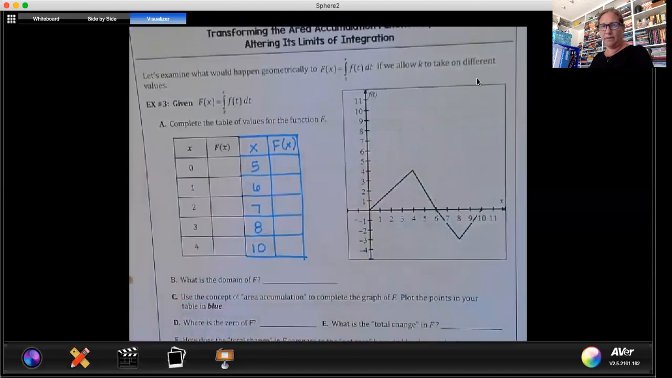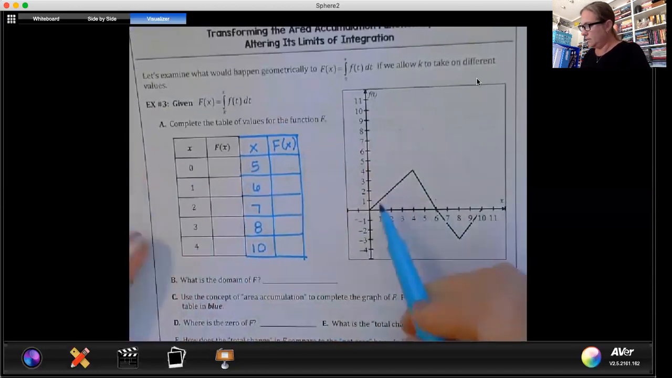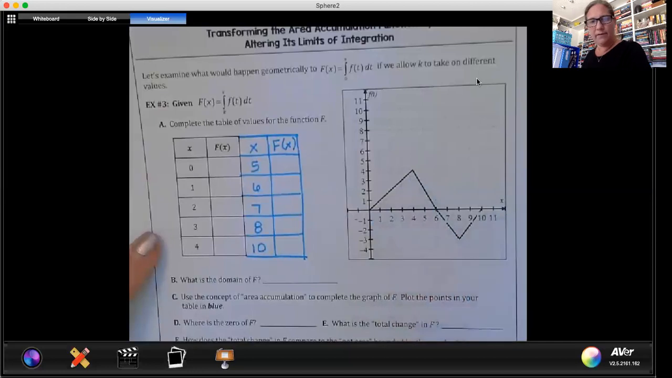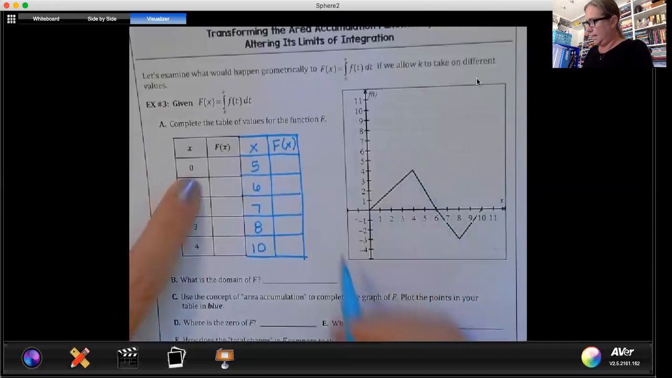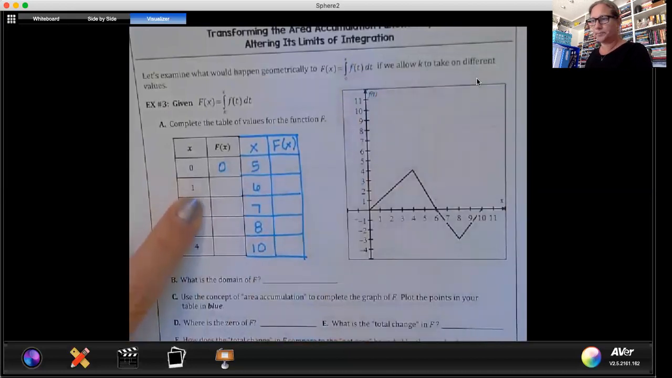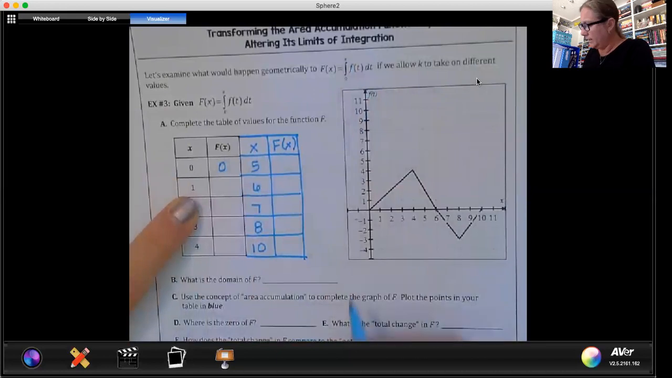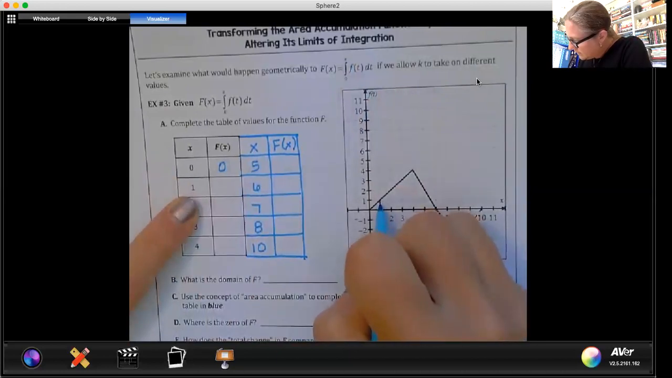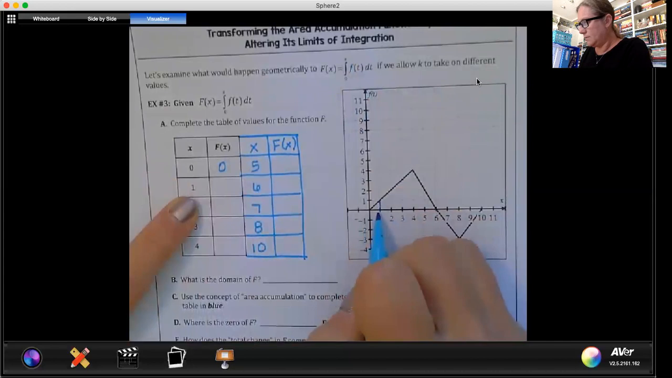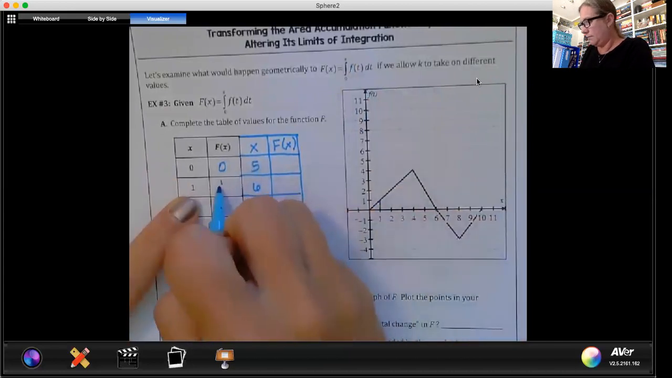Another accumulation function that we have here. So we're looking at our graph that you see here. And at 0, we have no area. So we are at 0. 0 to 0 is no area. All right, at 1, 1/2 times 1 times 1 is 1/2.